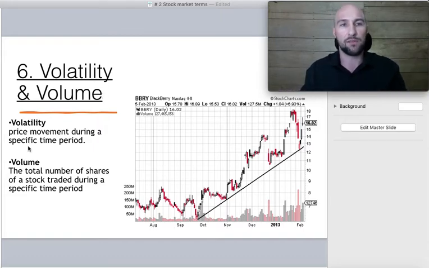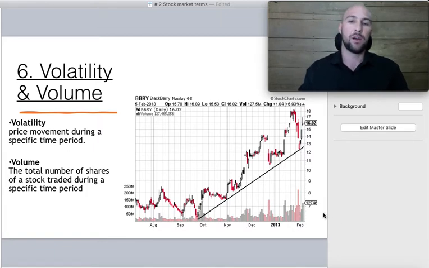What is volatility? Volatility means the price movement during a specific time period. Look here. At 11.80 this stock was at this day, and it ended at 13.80, so it moved by $2. That means that the volatility was high because it moved by 2. If the volatility was low, it would have only moved a little bit. You see here the volatility was low, so this stock is a highly volatile stock. It was BlackBerry.